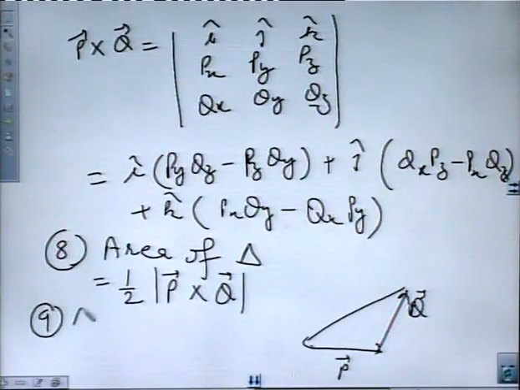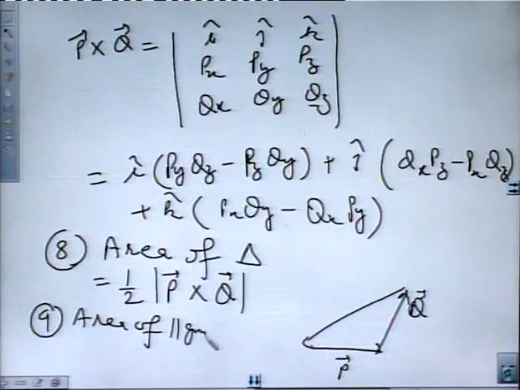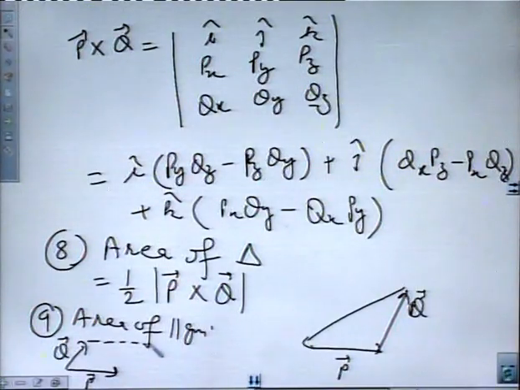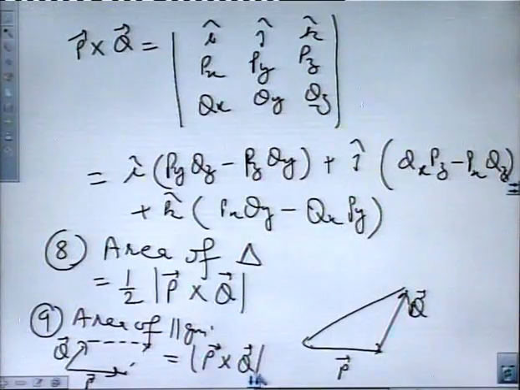Similarly, we can find the area of a parallelogram. If we have a parallelogram represented by p vector and q vector, these are the adjacent sides, then the area of this parallelogram is equal to p vector cross q vector and its magnitude. So these are the properties of the cross product.